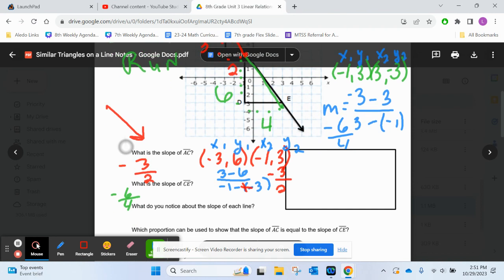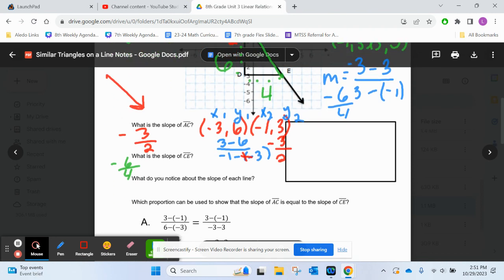The next question says, what do you notice about the slope of each line? I purposely didn't reduce the slope of CE. Does -6 over 4 reduce to -3 over 2?